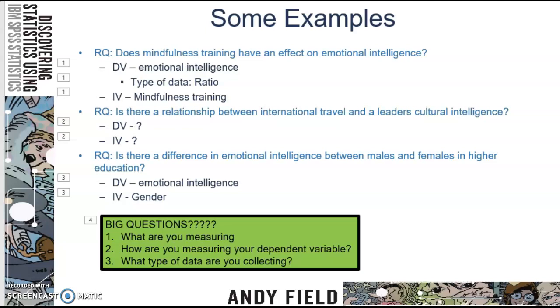My second one here, is there a relationship between international travel and a leader's cultural intelligence? And I have question marks for the dependent and independent variable, because if you're only looking at a relationship, you don't have a dependent and independent variable. You're just looking at the relationship. If I was going to predict cultural intelligence based on international travel, then my cultural intelligence will depend on international travel. Cultural intelligence is my dependent variable.